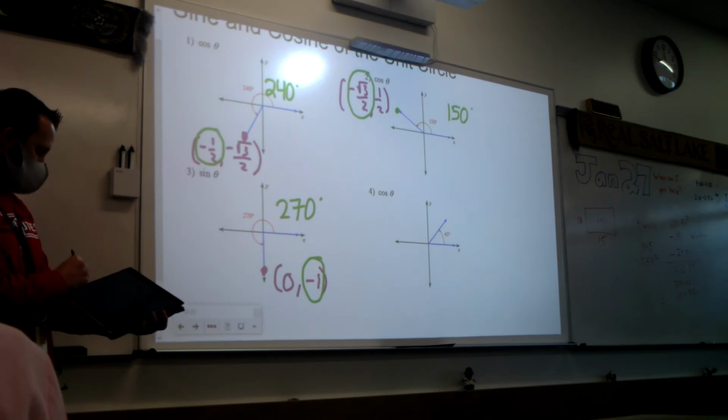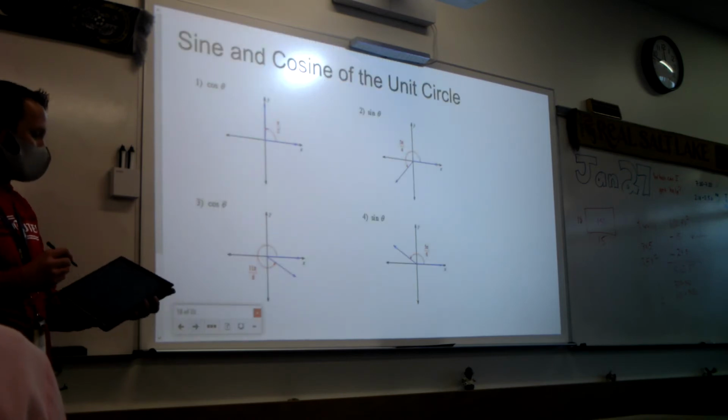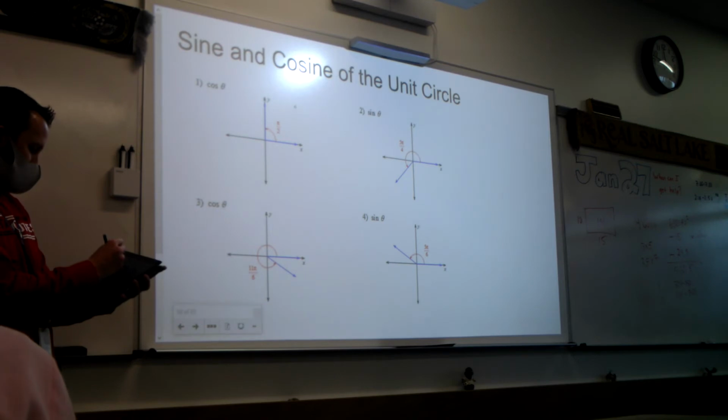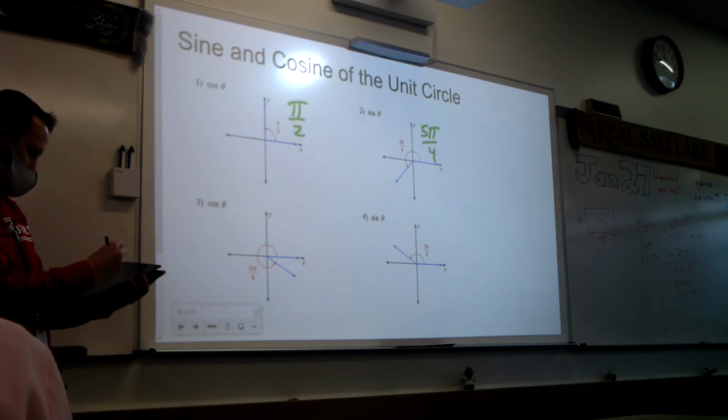Okay. The next ones are in radians. So let me write them out for you first, before I forget. This is pi halves. This one is 5 pi fourths. And this one is 11 pi over 6.